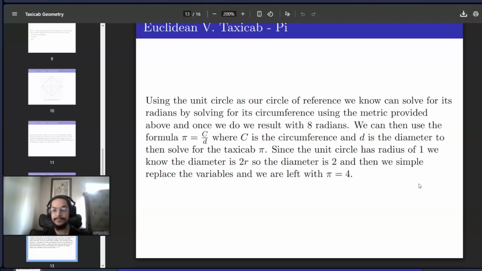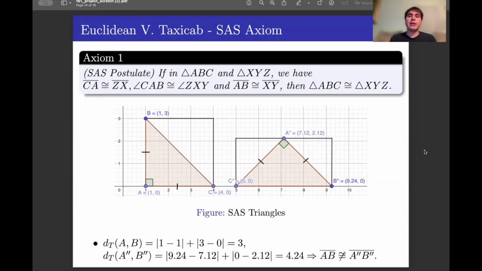Thank you. Hi, my name is Dante, and I'll be covering the triangle section in Euclidean versus taxicab. Alongside circles, angles, and pi, a final difference between Euclidean and taxicab geometry is how the triangle theorems and axioms for triangle congruency fail in a non-Euclidean metric.